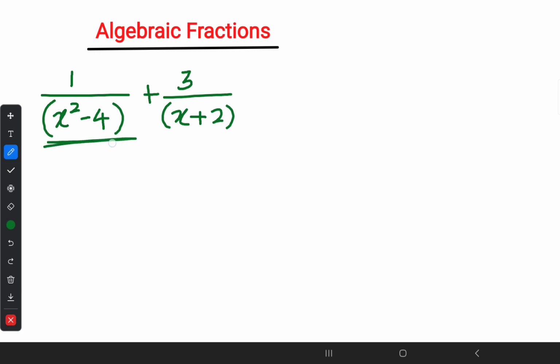Before that, look at this. This has square values. Both are perfect square numbers. You should do the factorization first. That is the important task. We will do that. 1 over, I can write the x squared minus 4. Both are square values. In between we have a minus. I will do the factorization for this here.